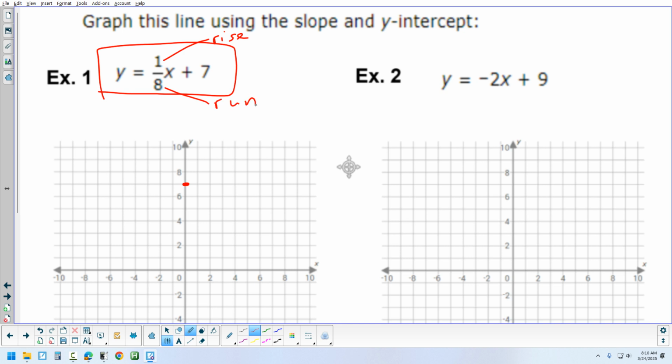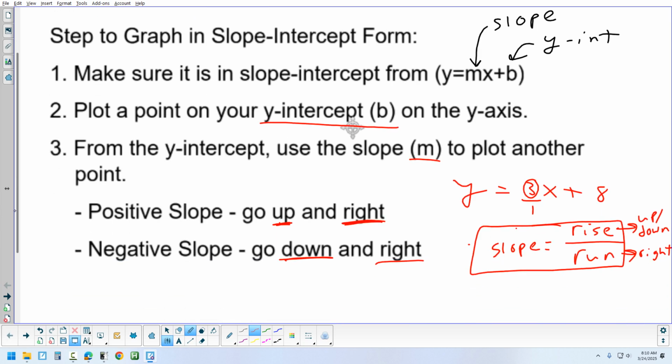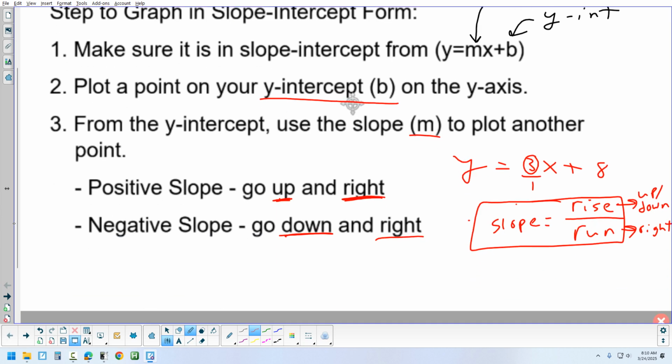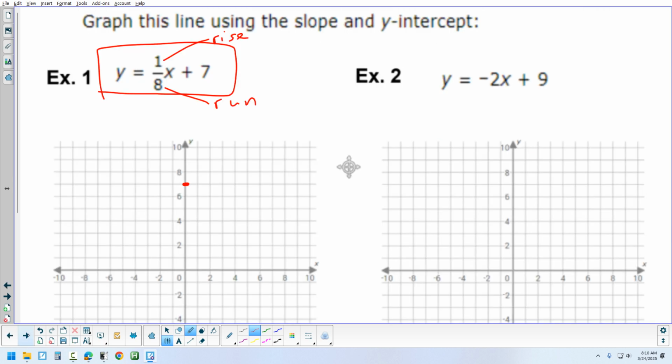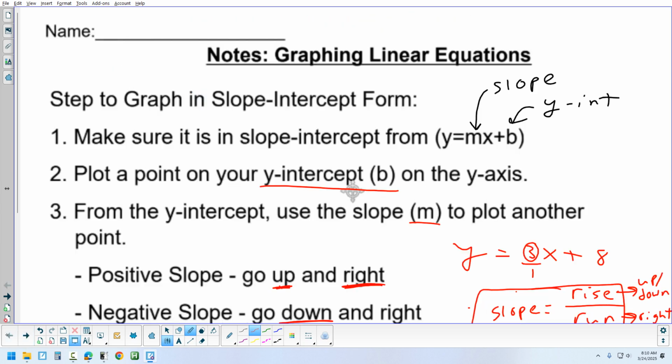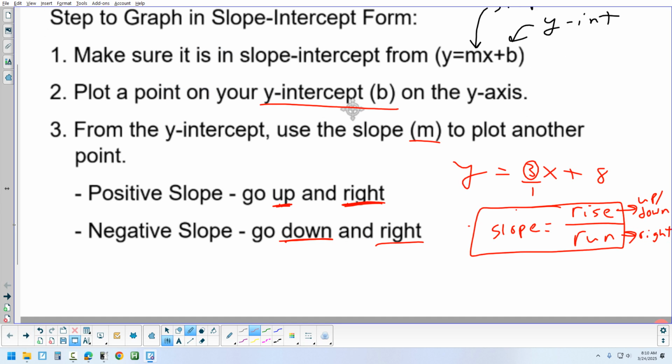So the top number is a positive 1. If it's a positive, we're going to go up, and then we're going to go to the right. In the next problem we do, it's a negative, so we're going to go down and right. But the first one, positive, go up and go to the right.